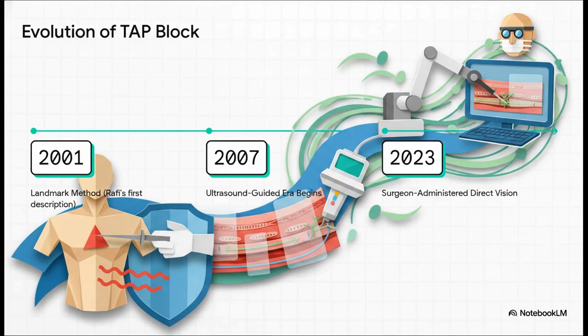Fast forward just a few years to 2007, and the ultrasound-guided era officially begins. This completely revolutionized our practice. It transformed our accuracy, our understanding of the fluid spread, and most importantly, our safety profile, because we could finally see the distinct muscle layers. And now, as we look at 2023 and beyond, we're seeing this massive, rapid rise in surgeon-administered TAP blocks. These are being done under direct laparoscopic or robotic vision right there in the operating room. So it's a rapidly evolving timeline, moving steadily from blind punctures to ultrasound precision and now to collaborative surgical approaches.